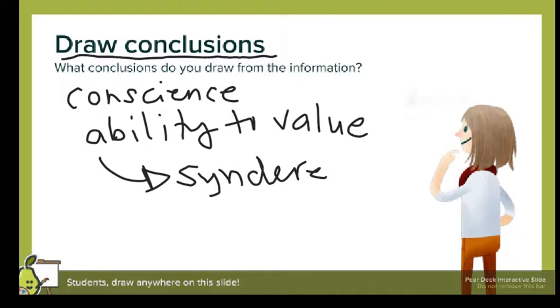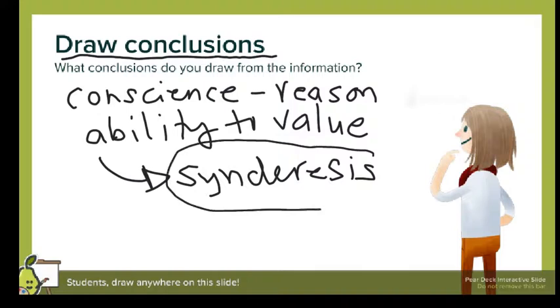Synderesis is just the human capacity to perceive value. What conscience does is it uses that primal sense of synderesis, do good, avoid evil, and applies it to specific situations. And so what we're seeing in the video is this basic capacity that we've all experienced. And throughout history, we've all experienced the pangs of our conscience.